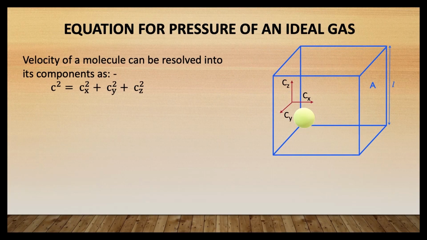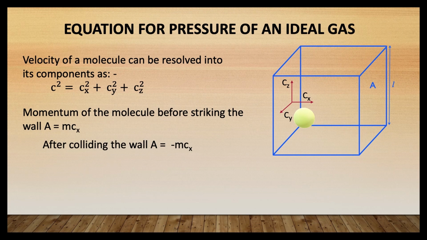Velocity of a molecule can be resolved into its components such that c squared is equal to Cx squared plus Cy squared plus Cz squared. As the molecule hits the wall A, it rebounds and you can observe that only the x component of the velocity vector is reversed, whereas the y and z components remain unchanged. Thus, the y and z components always remain unchanged for all collisions parallel to the y-z plane. So, the change in momentum of the particle is due to the x component only.